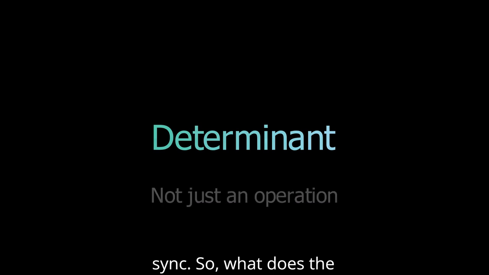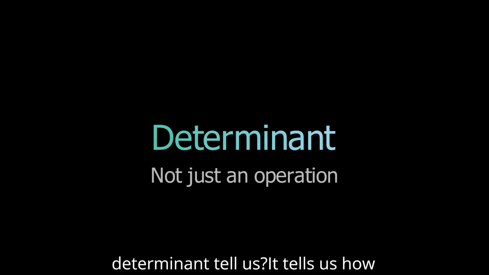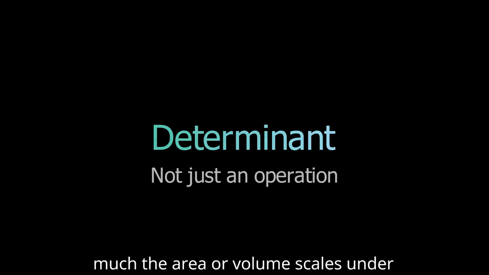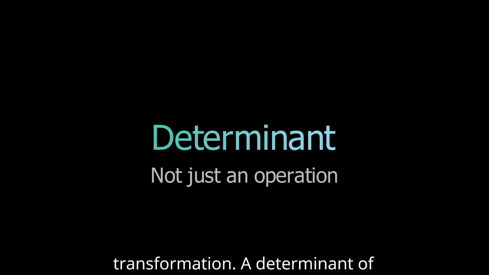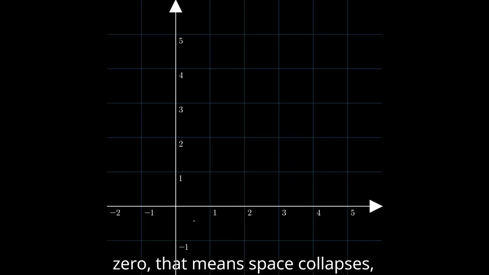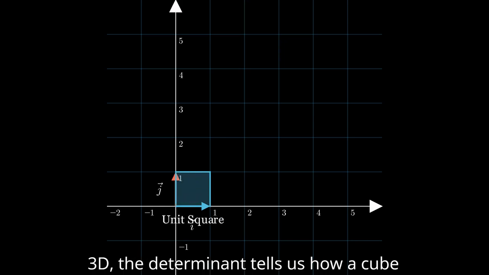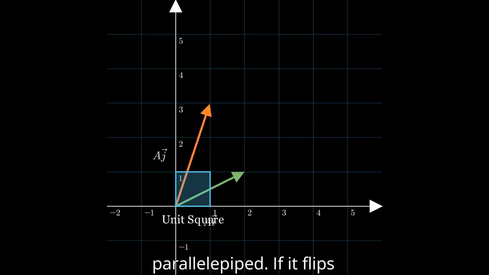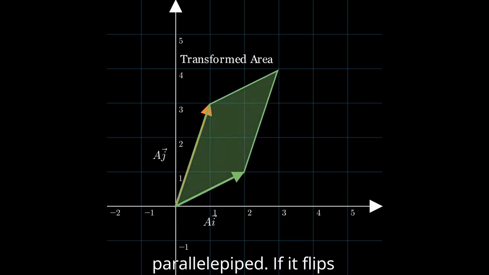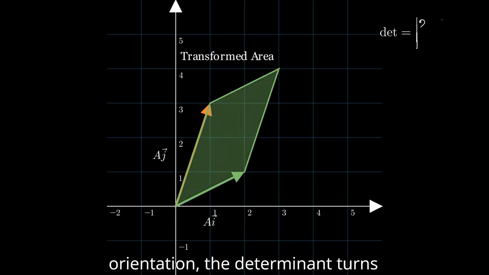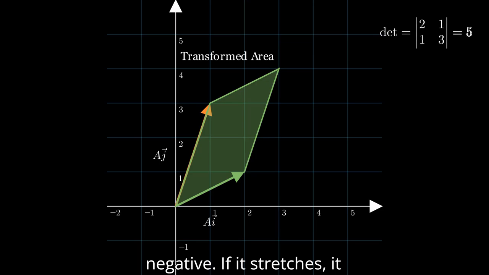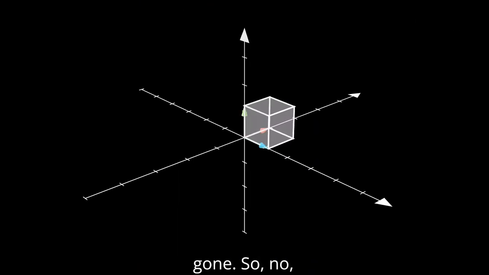So, what does the determinant tell us? It tells us how much the area or volume scales under transformation. A determinant of 0 means space collapses, the whole thing gets flattened. And in 3D, the determinant tells us how a cube becomes a stretched box, a parallelepiped. If it flips orientation, the determinant turns negative. If it stretches, it grows. If it collapses, it's gone.